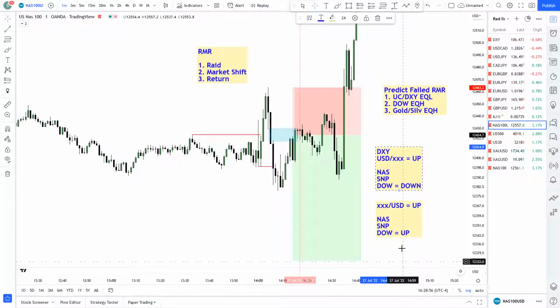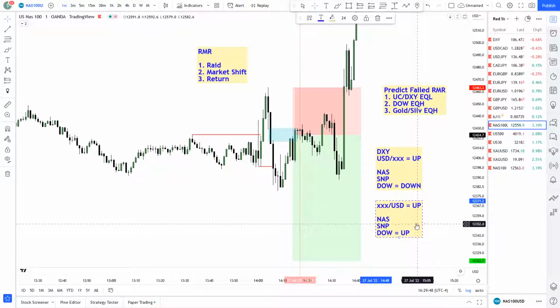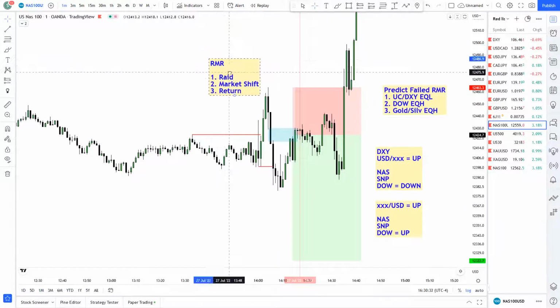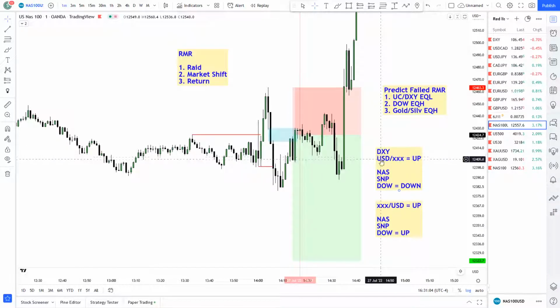But long story short, if the US dollar index, so DXY, or anything USD/whatever, such as USD CAD, USD JPY, goes up, then the indices like NAS will go down. And on the other hand, anything paired against the dollar in this format, such as Euro USD, Pound USD, gold and silver, if those go up, then the indices will also go up. So for this trade, we have a bearish RMR, so we want this trade to go down, which means Forex pairs such as USD CAD, we want to see go up.